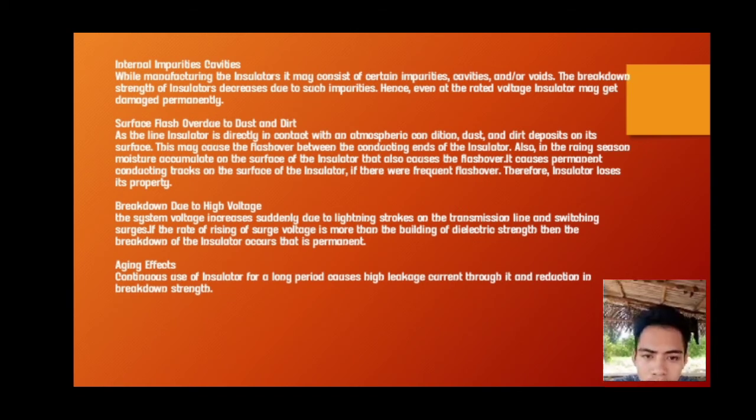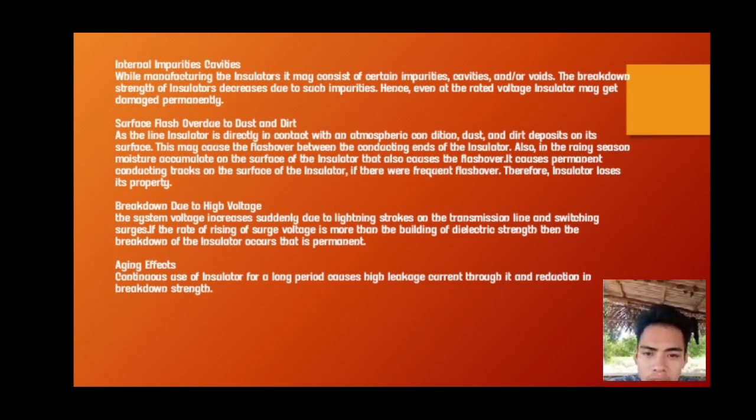Surface flashover due to dust and dirt. As the line insulator is directly in contact with atmospheric conditions, dust and dirt deposit on its surface. This may cause flashover between the conducting ends of the insulator. Also, in the rainy season, moisture accumulates on the surface of the insulator, which also causes flashover. It causes permanent conducting tracks on the surface of the insulator. If there is frequent flashover, the insulator loses its property.